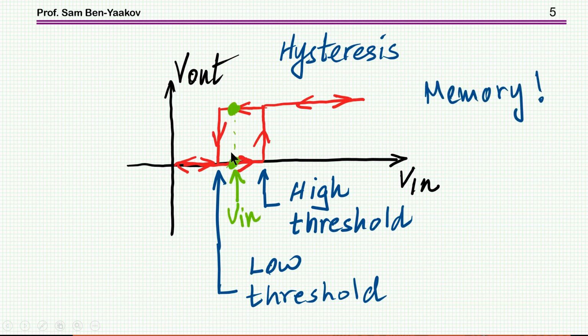Notice that if you are at a given V-in, it really depends on where you were before that. That is, for a V-in, you can be either here or here. So you might say, which is correct, that you need sort of a memory in the Schmitt trigger to know whether you moved to this V-in from here or from there. So there is an element of memory that needs to be incorporated, and I'm going to show that.